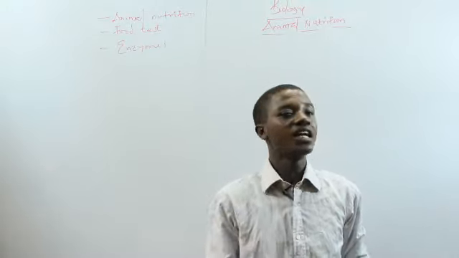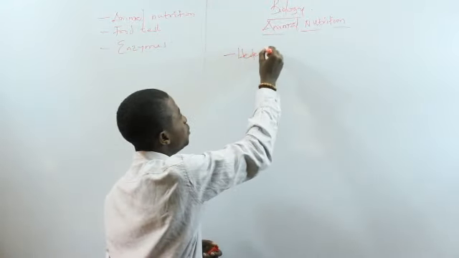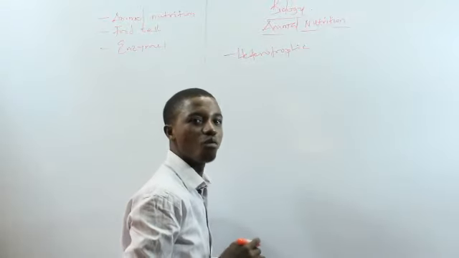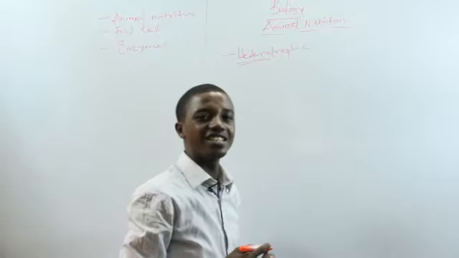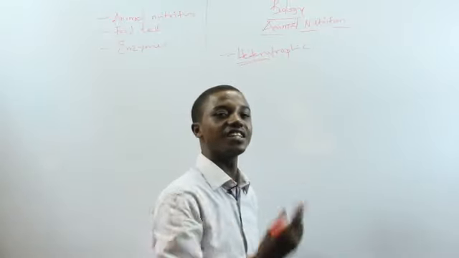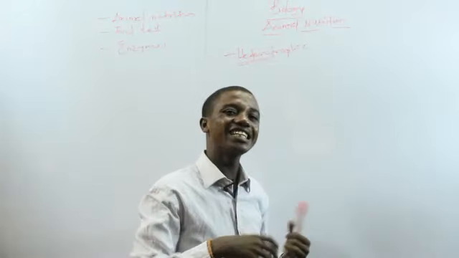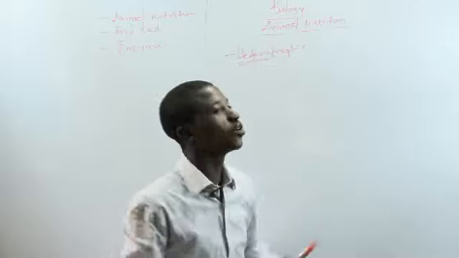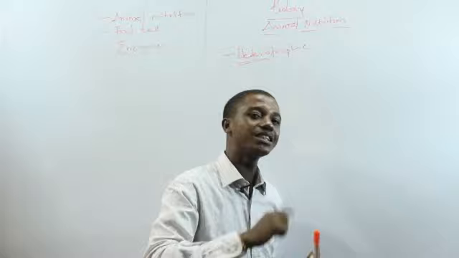Animal nutrition is also known as the heterotrophic mode of nutrition. The word hetero talks about an organism depending on another organism for food. It talks about an organism lacking the ability to provide food by itself, depending directly or indirectly on other organisms for food.